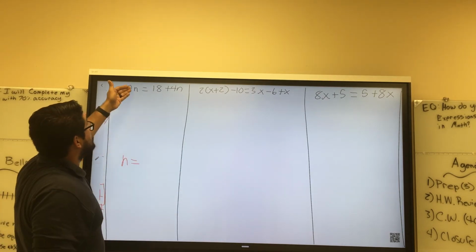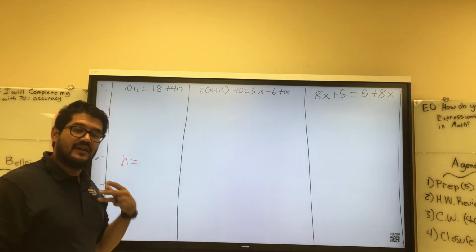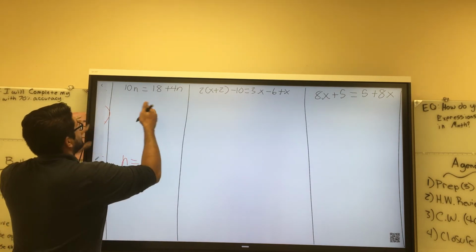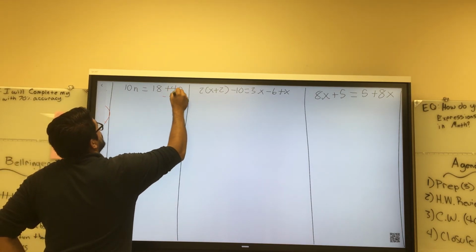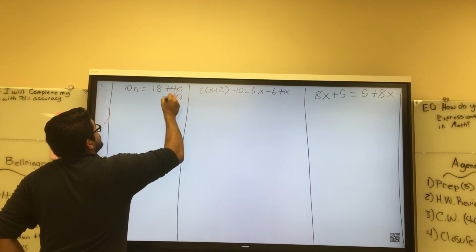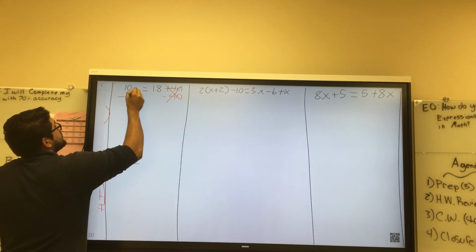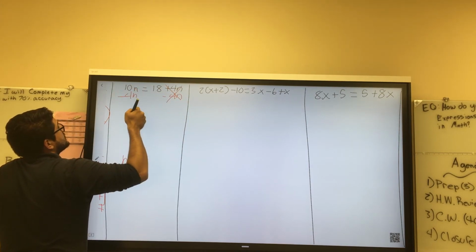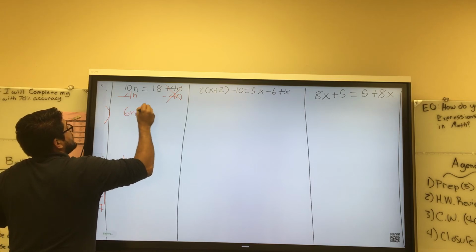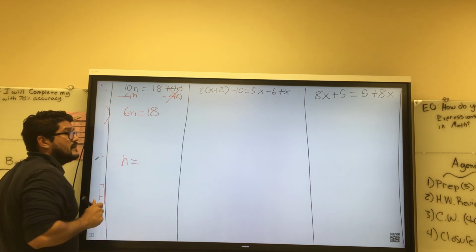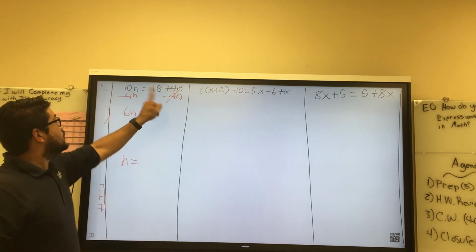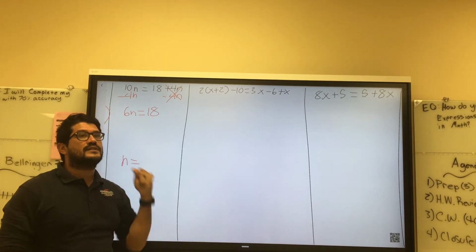Okay, so if I remove this n from here, there's a side with nothing, which we don't want. So our best case scenario right here is minus 4n. This cancels. Minus 4n, and this leaves us with 6n equals 18. So now we don't have n's on both sides. Now we have an n on one side.